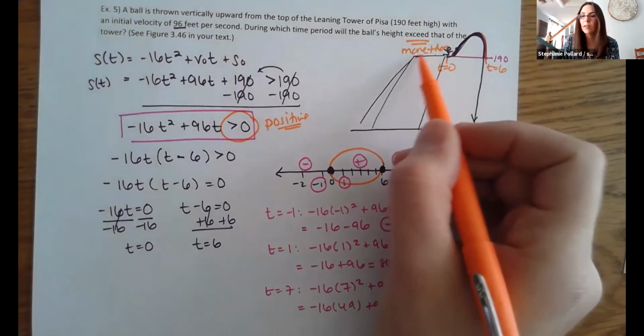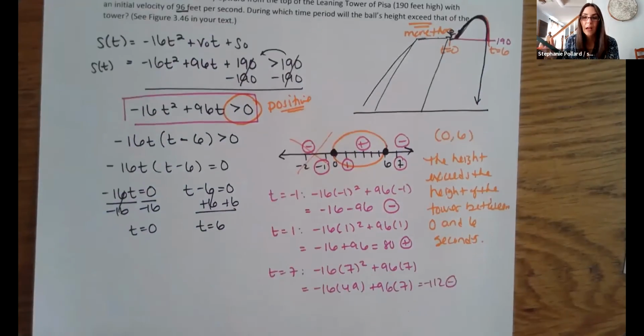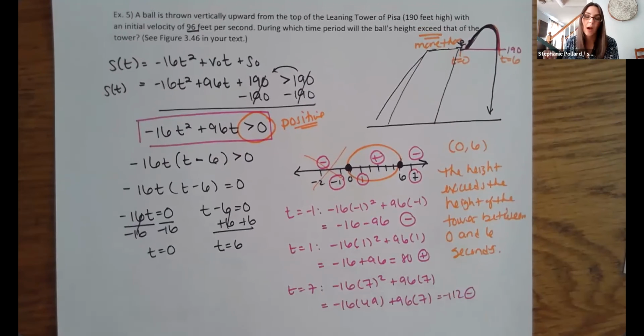Also, to the left of 0 doesn't even make sense. So I know we plugged in -1, but really in this case, we don't need to because negative time would not make sense here. Even if that was positive, it doesn't matter. So our answer here is between 0 and 6 seconds.